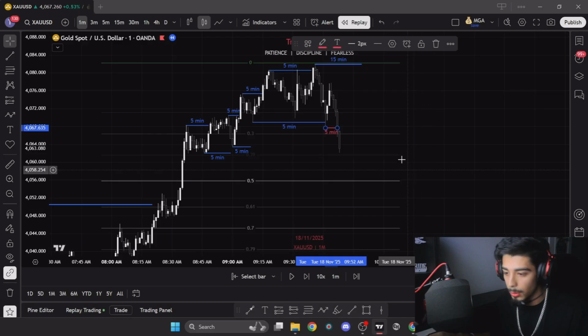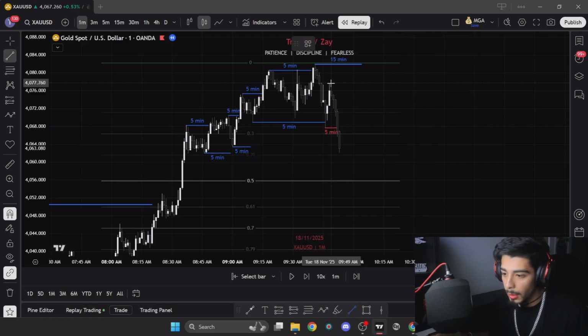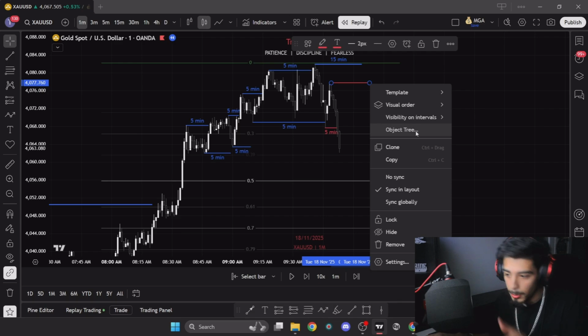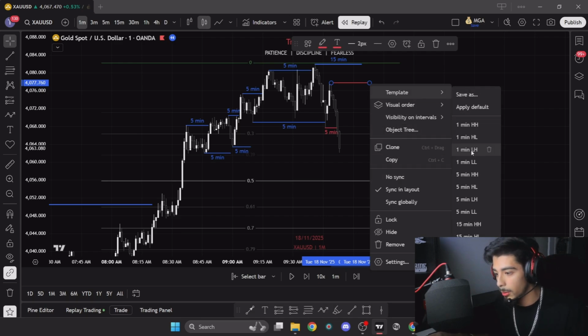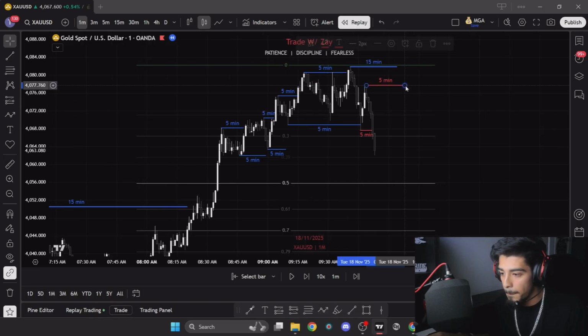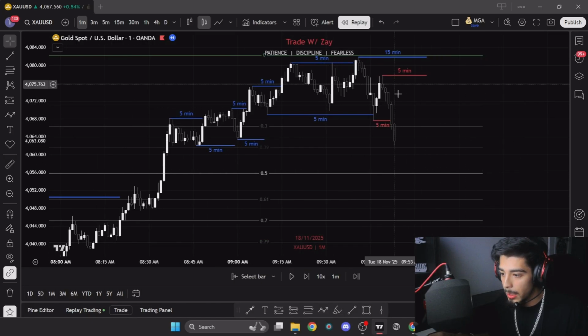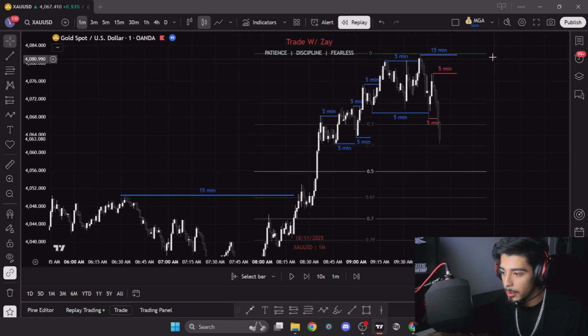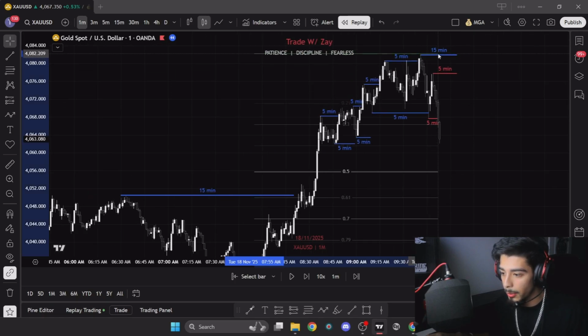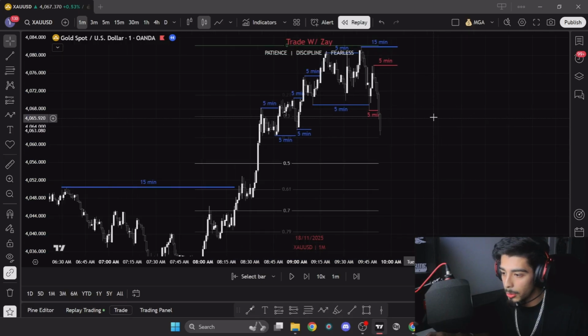So 5 minutes, this is a lower low. And since it made a lower low, this should be your lower high, my bad, lower high. And then now what I'm gonna do is I'm gonna bring this a little over here, right? We're gonna drop another fib.